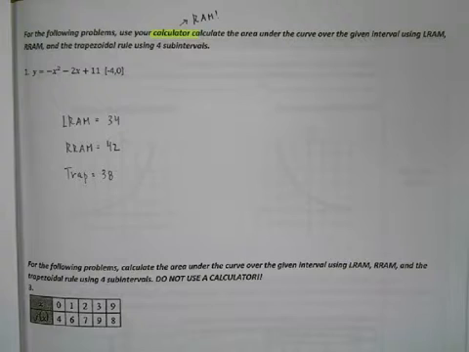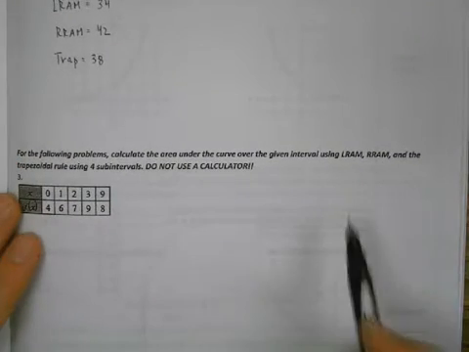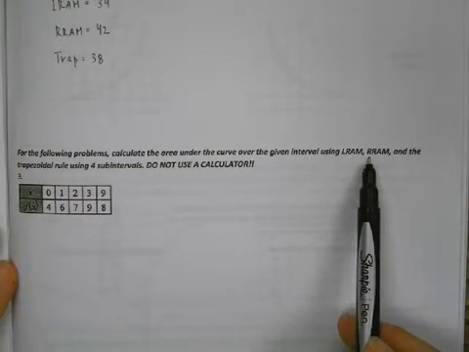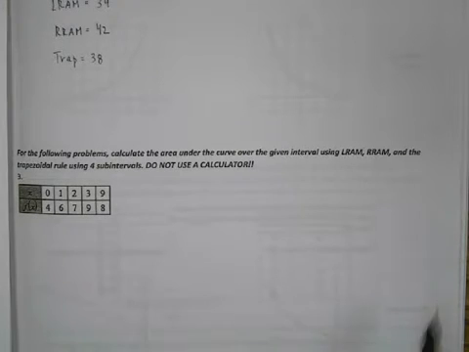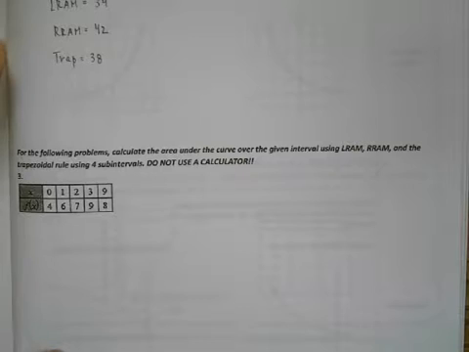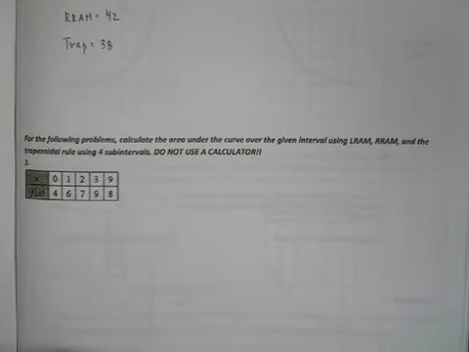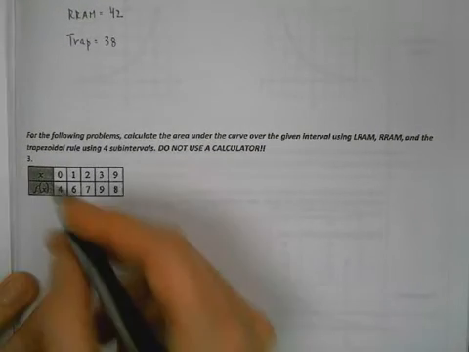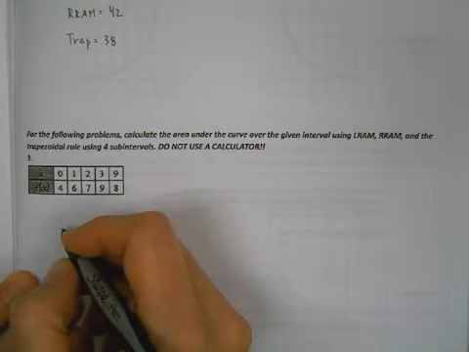Okay, so now we're going to do the same thing. We're still going to calculate the area under the curve. We're going to use LRAM, RRAM, and the trapezoidal rule using 4 subintervals. Now it says do not use a calculator. Obviously we could not use that RAM program anyway because we don't have a function. So we're going to go ahead and work these by hand.